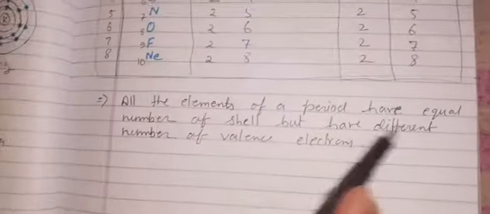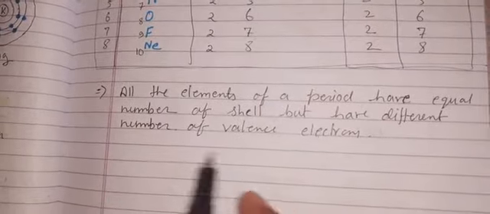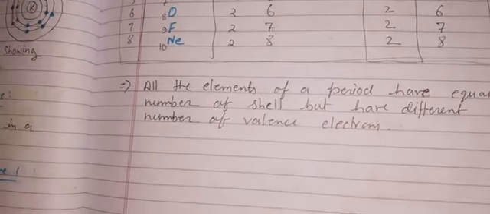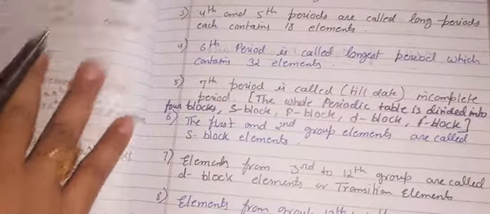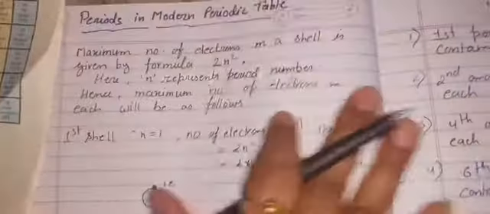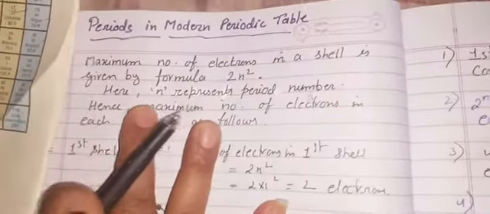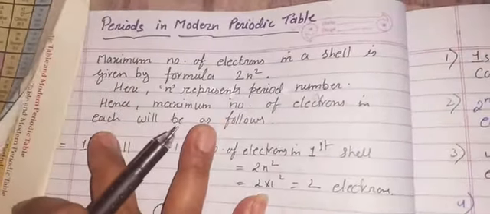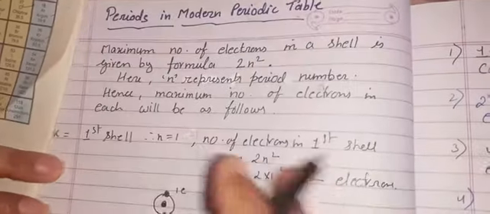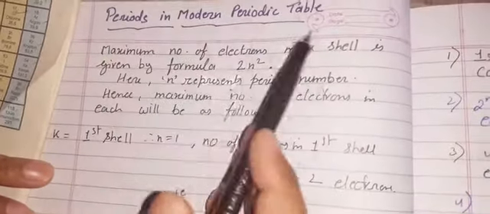So all the elements of a period have an equal number of cells but different numbers of valence electrons, while in a group the number of valence electrons is the same. Here the number of cells is the same in a period, but the number of valence electrons is different. Now a few more things about periods in the modern periodic table.